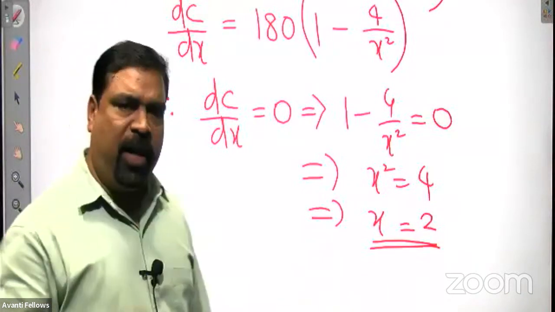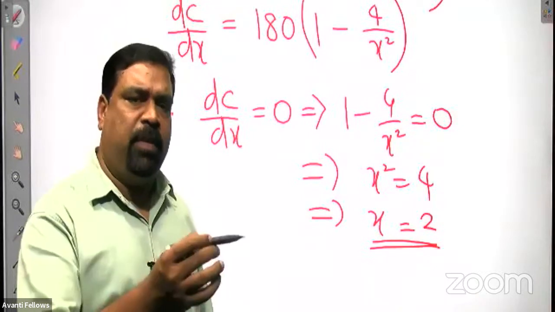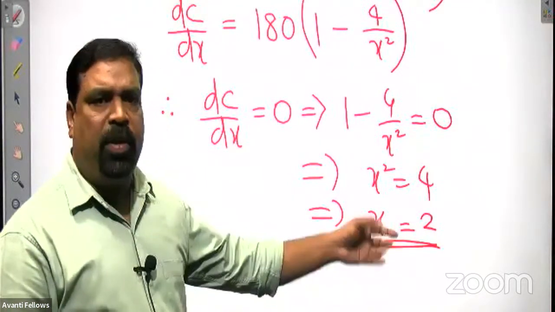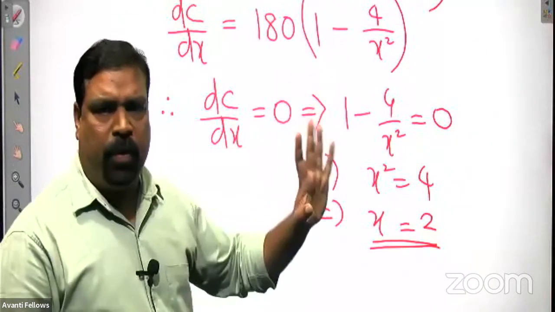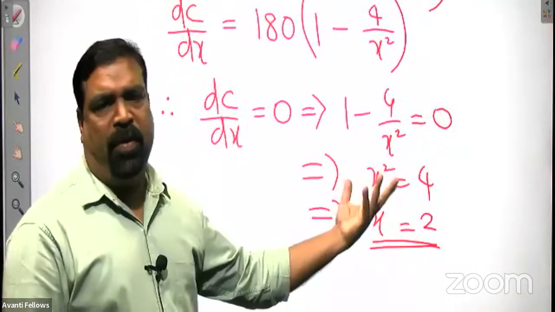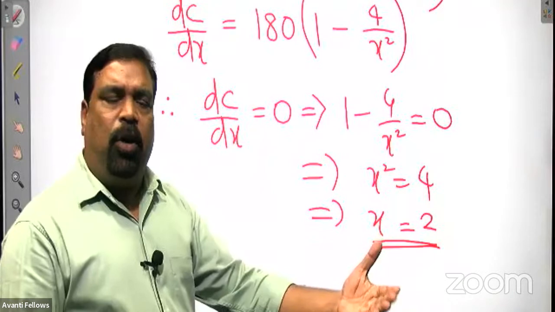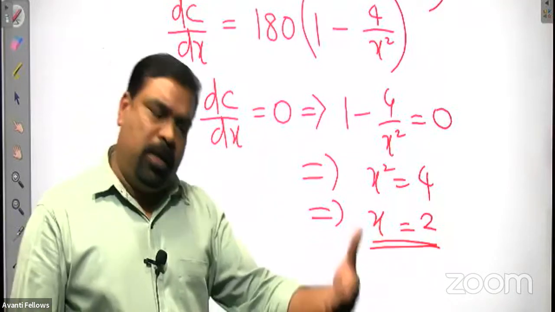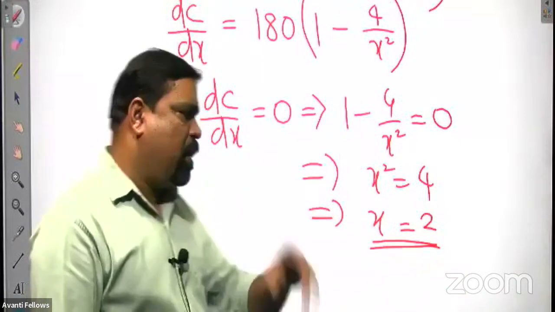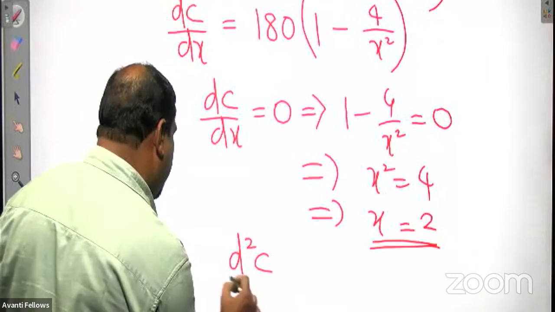Critical point means the point where the function attains either maximum or minimum. But we don't know whether at the point x equal to 2 it is maximum or minimum. So to confirm it, again we have to apply either the second derivative test or first derivative test. But better to apply the second derivative test, because easily we can find the second derivative.